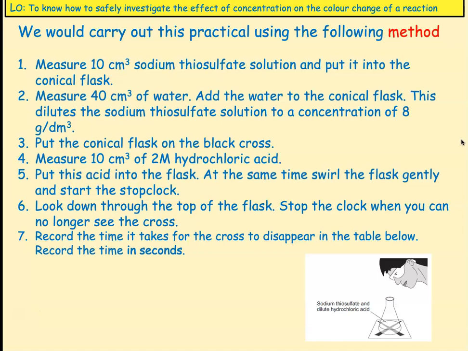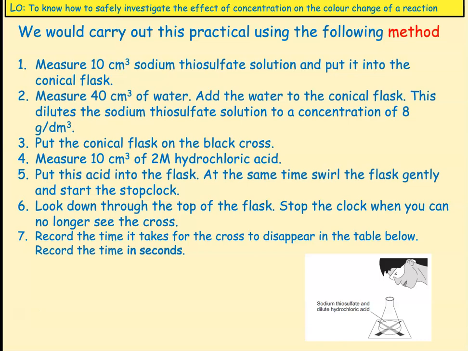We're going to measure 10 centimeters cubed of sodium thiosulfate solution and put it into a conical flask. We're going to measure 40 centimeters cubed of water and add the water to the conical flask again, so to dilute the sodium thiosulfate solution. We are going to be changing the concentration by dilution this time. Normally, you are used to having different bottles labelled with different concentrations of substances, but they're asking you in this particular practical to actually do it yourself. I'm going to explain it on the next slide.